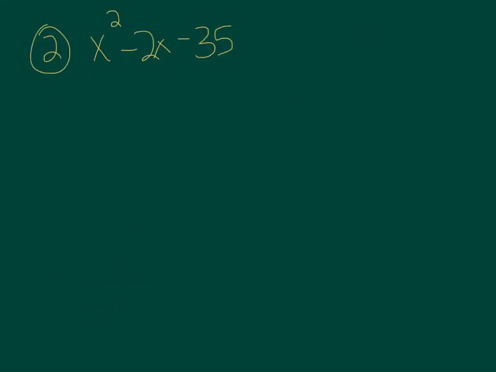All right, next one. I'm going to have my two parentheses. Remember, I multiply these two terms to get x squared. Remember, we're going backwards. So the only two things I can multiply to get x squared are x and x. Now the next thing we're going to concentrate on is negative 35. So off to the side here, I'm going to list my factors of negative 35.